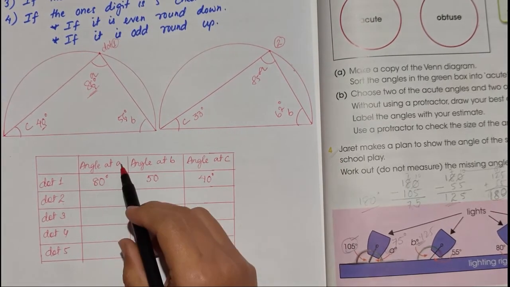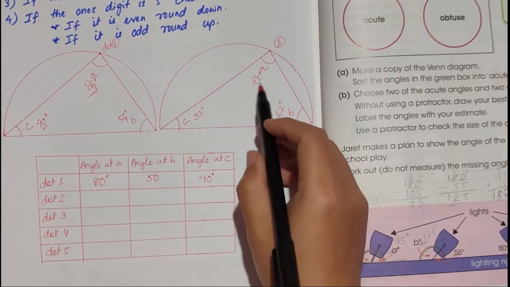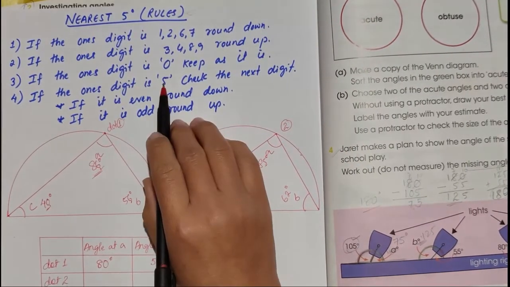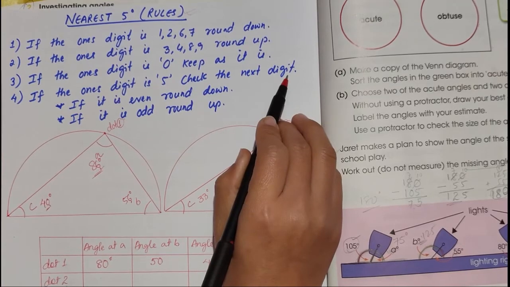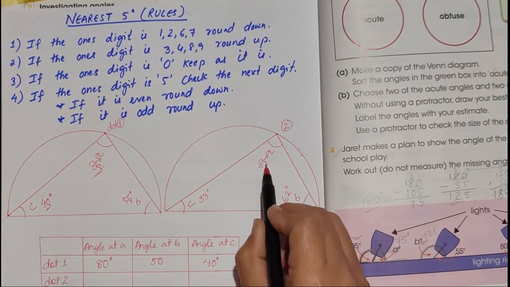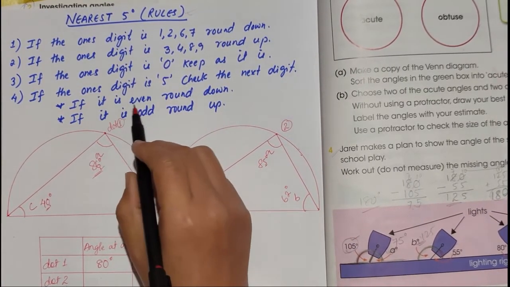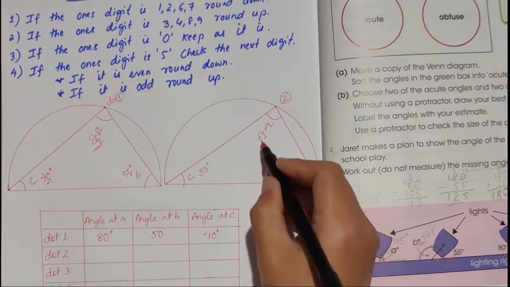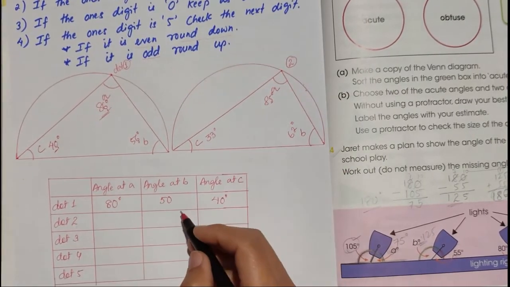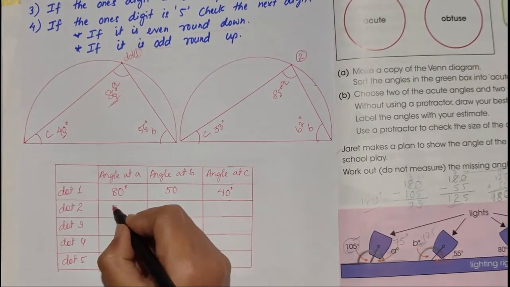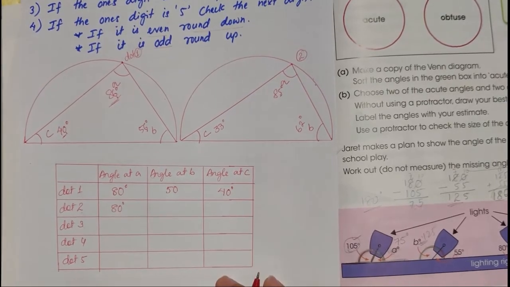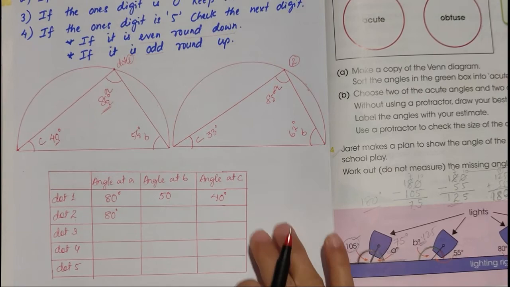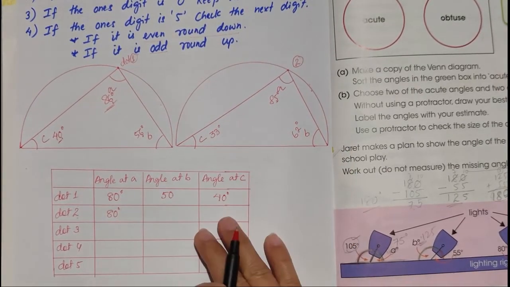Same thing we'll do for dot number 2. Angle A is 85 we got. So 85 means your ones digit is 5. What does the rule say? 5 means check the next digit. The next digit next to 5 is 8. See whether it's even or odd. 8 is even. It says round down. So 85 will become 80 degrees. If it were round up, it would change to 90. It says round down, so 85 becomes 80.